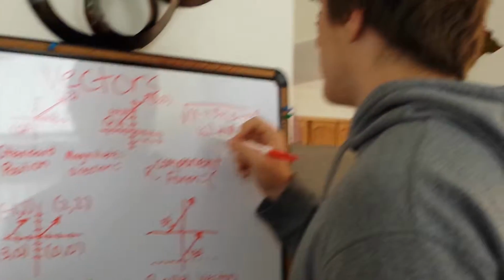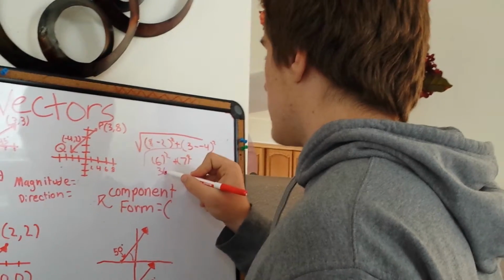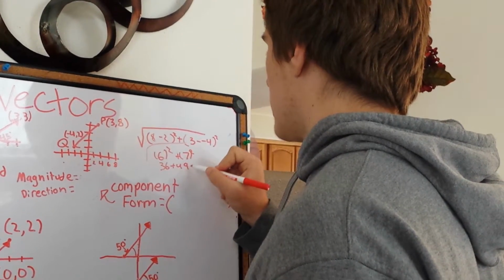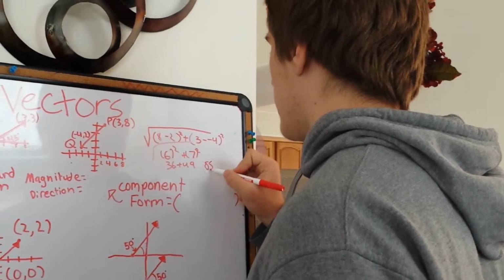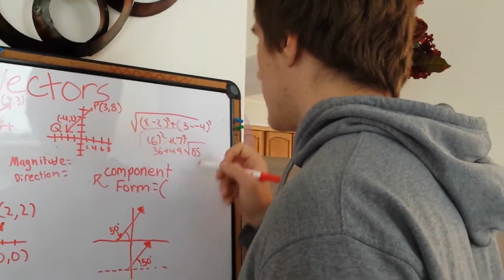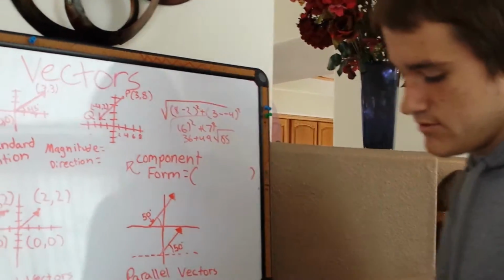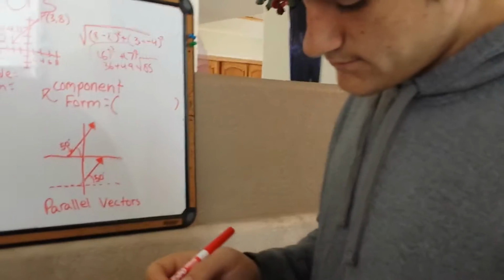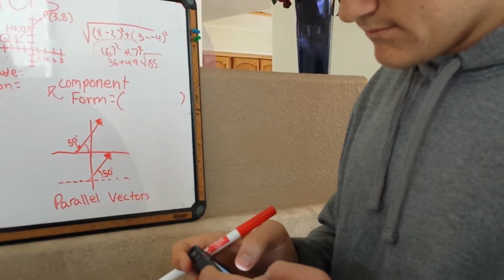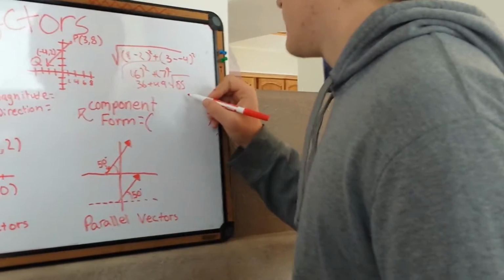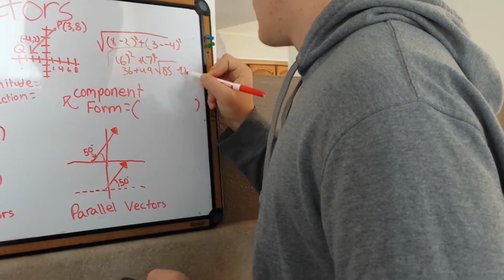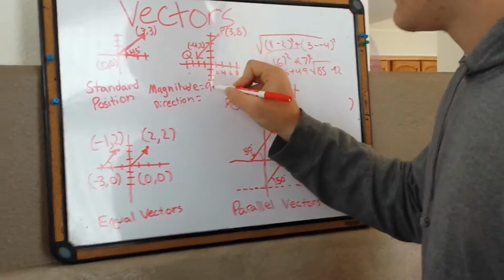and that equals 36 plus 49, 85. Take the root of that, plug that into your calculator, and it should be about 9.2. So 9.2, and that's how you solve for magnitude.